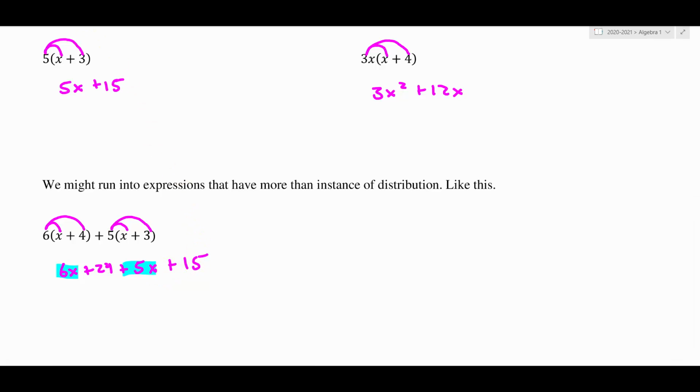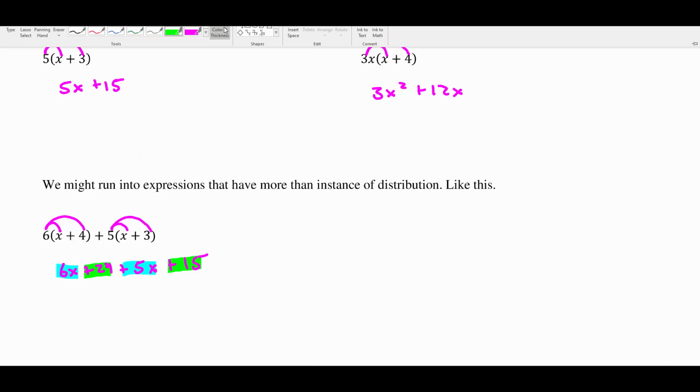All right, I'm going to grab a different color highlighter, and I'm going to look at my other 2 terms. Right, so I got the 24. 24 is just a constant. It has no x. So does 15. 15 is also a constant. It has no x. So 15 and 24 are like terms.